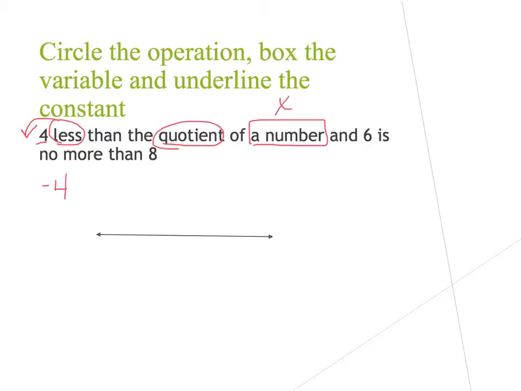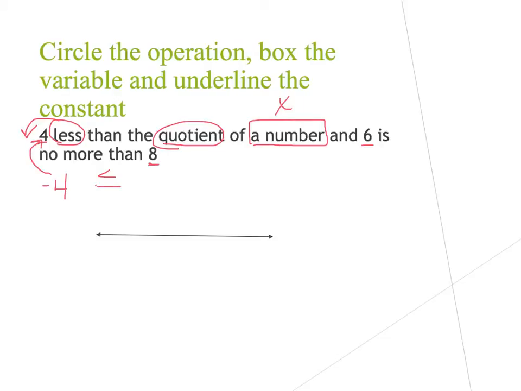All right, 4 less than the quotient of a number and 6, so I'm going to underline, there's my constant, is no more than 8. There's another constant, that's easy. All right, no more than 8, which means 8 has to be the largest number. So that no more than is this sign, and can it be 8? Ask yourself, could it be 8? Yes, it just can't be more than 8. So I'm going to put my line underneath there. Again, this negative 4 goes up here with that.